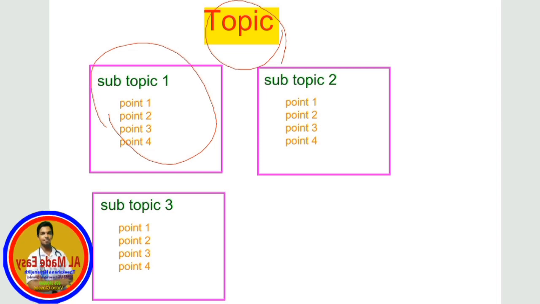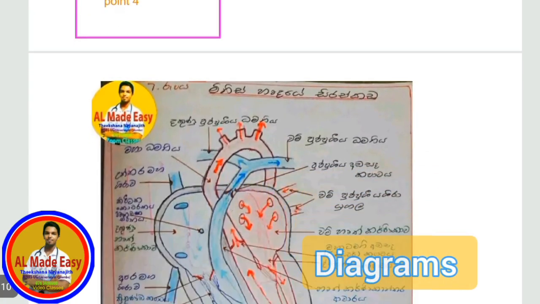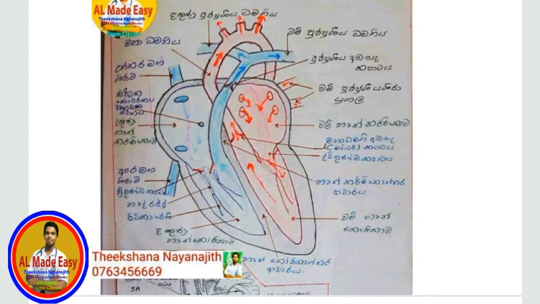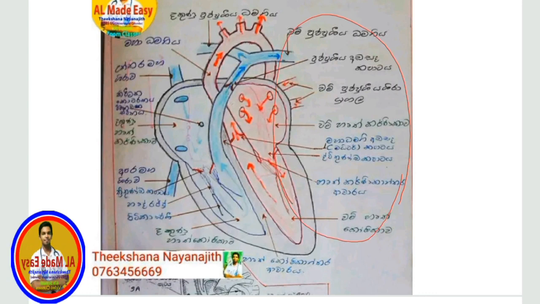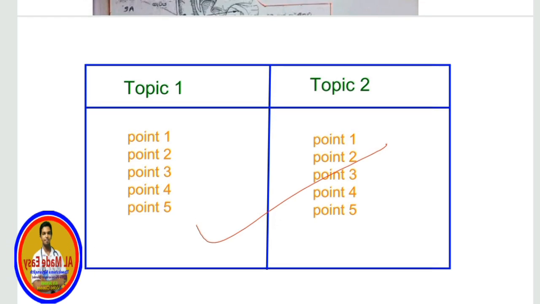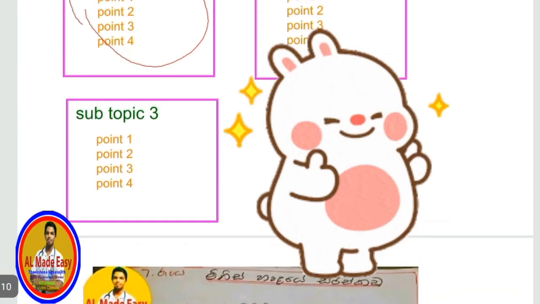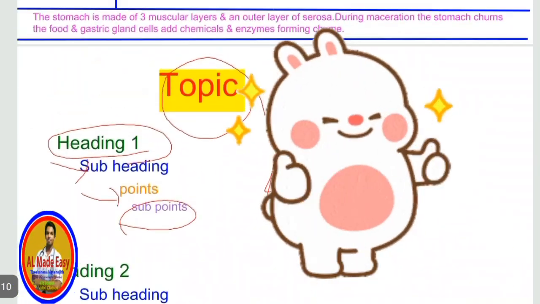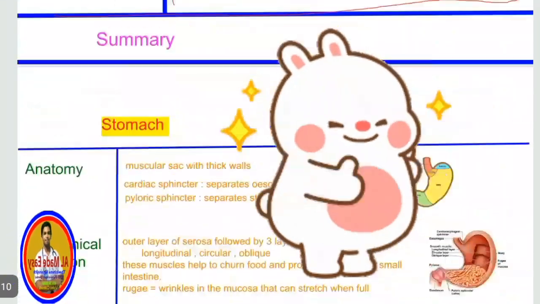Then our last method is diagrams and charts. Diagrams, you can see an example. These diagrams should be like this. We should label this properly. And charts like this. Okay, we have discussed all the 5 methods. I think you will apply them to make your short notes smart.